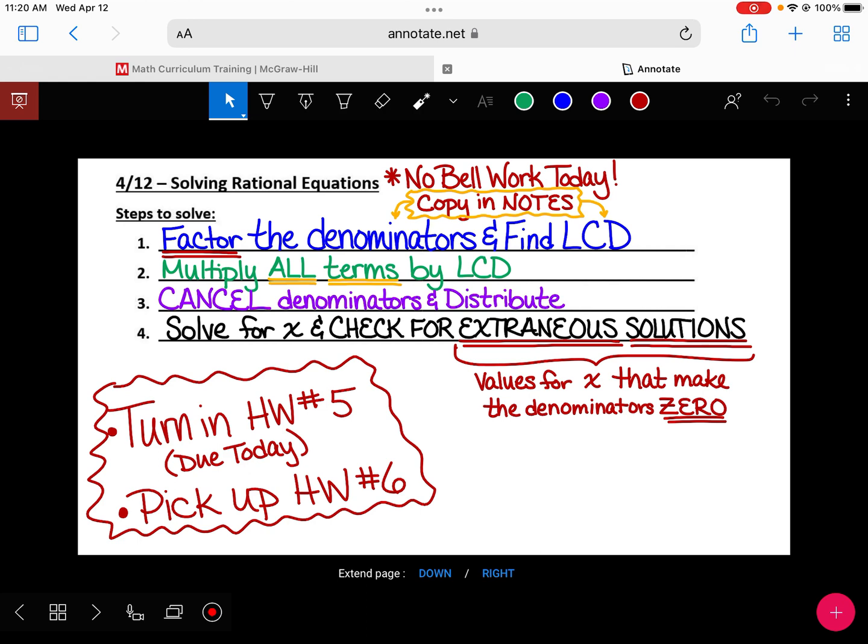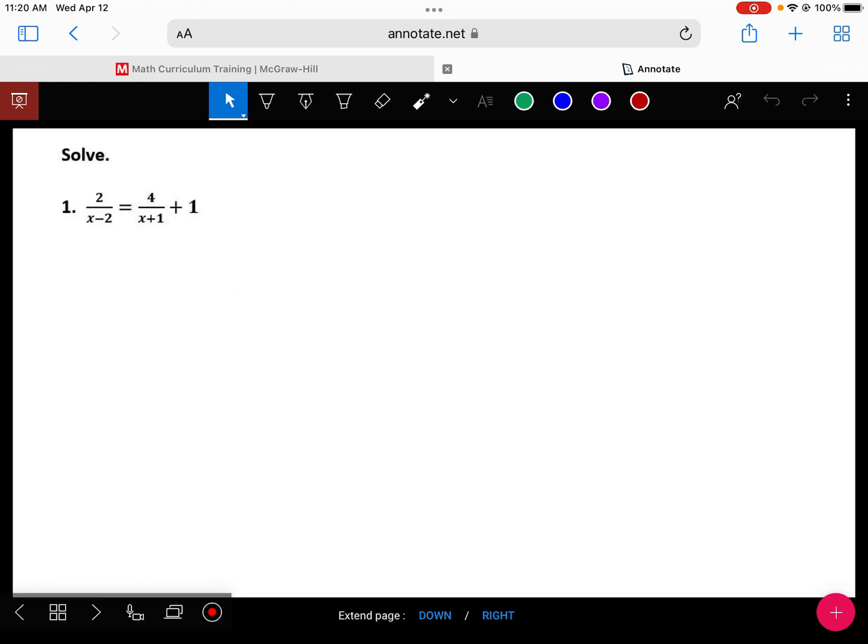Extraneous solutions in this case would be any values for x that we find when we're solving that would make any of our denominators a 0, because denominators are never allowed to be zero. So far, so good? All right, let's look at that first example. So example number 1.